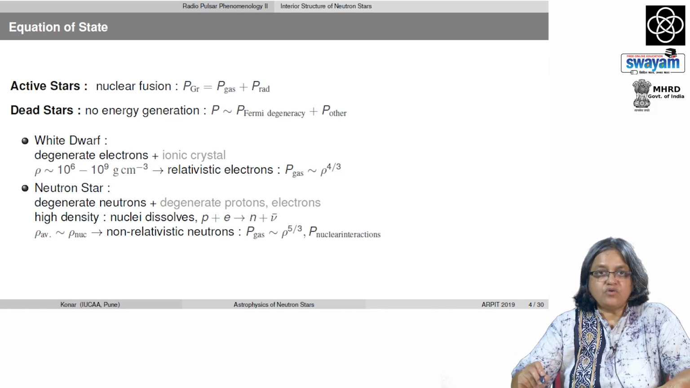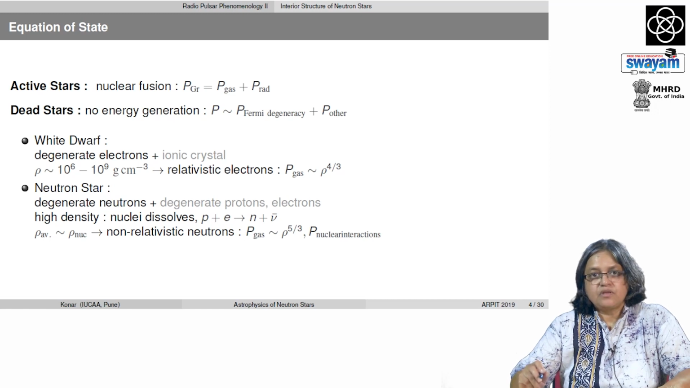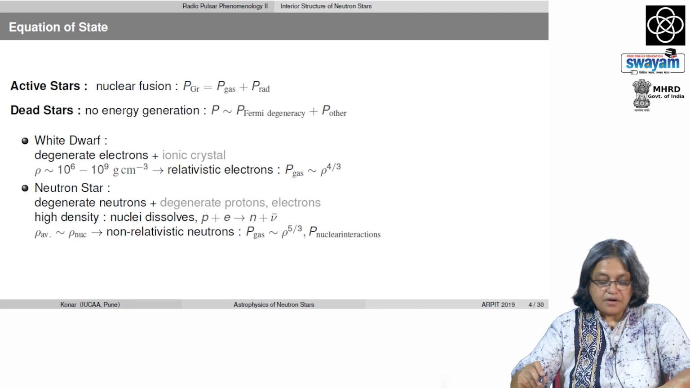Now, for white dwarfs, as you already know, the pressure is given by degenerate electrons plus a small fraction comes from the underlying ionic crystal. The densities range from 10 to the power 6 to 10 to the power 9 grams per cc. By density here I mean the central density, and the pressure is given by the relativistic electrons and it scales as rho to the power 4/3.